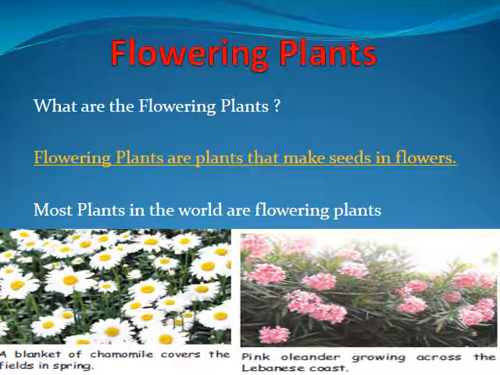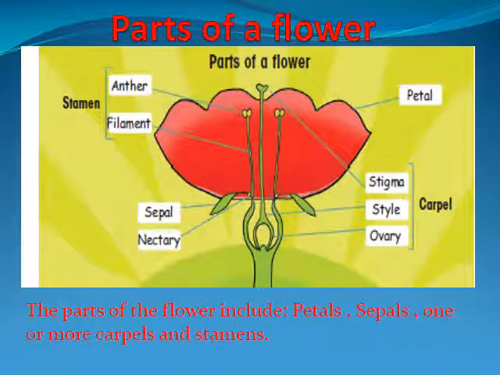First, flowering plants. What are flowering plants? Flowering plants are plants that make seeds and flowers. These plants are called flowering plants. Most plants in the world are flowering plants. Okay? An example of this is the oleander. This pink oleander is an example of a flowering plant.